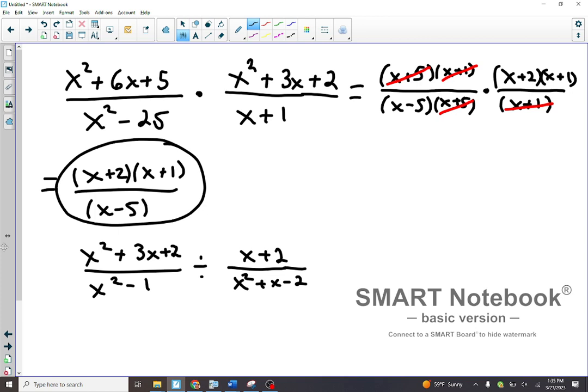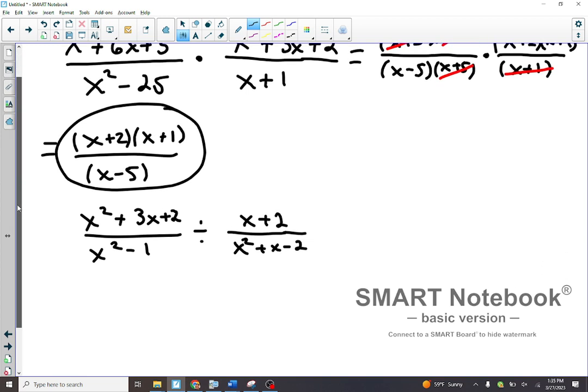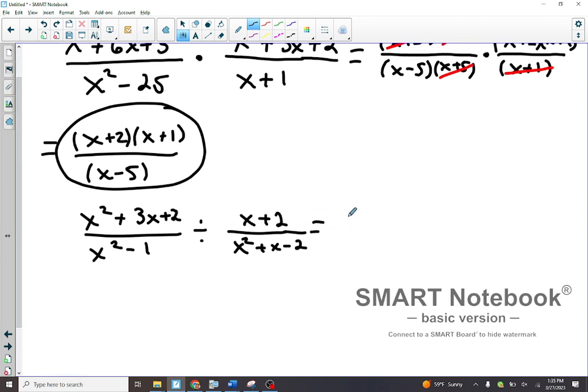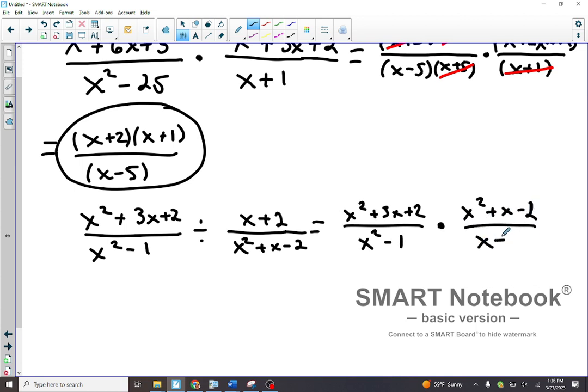So, a little different with this question. There's a division symbol in between. Because there's a division symbol, we are dividing a fraction. So when you divide a fraction, you could rewrite it as a multiplication of the reciprocal. So x squared plus 3x plus 2 over x squared minus 1 times the reciprocal, x squared plus x minus 2, my bad, over x plus 2.